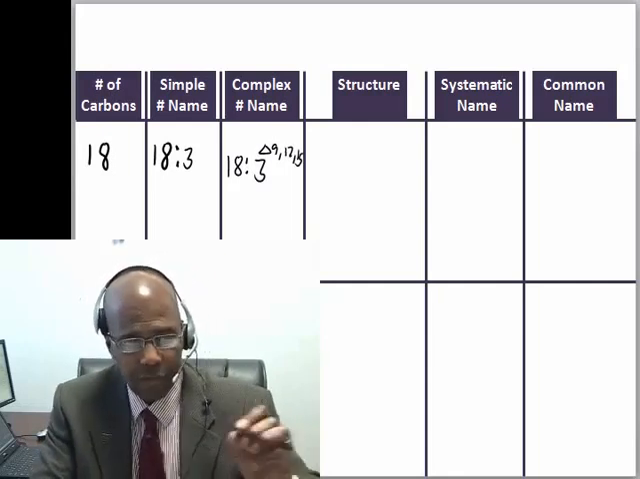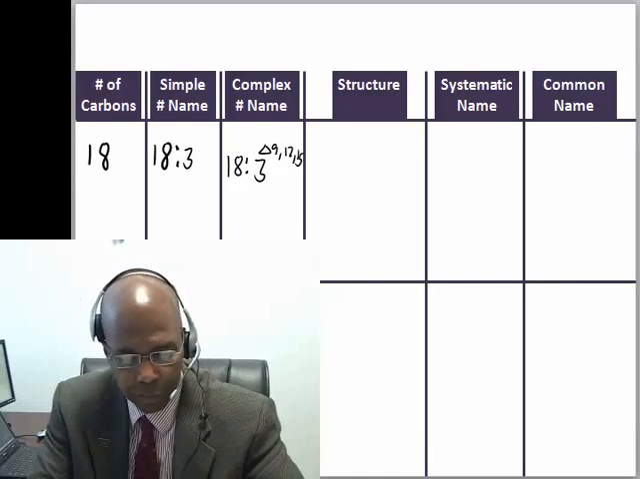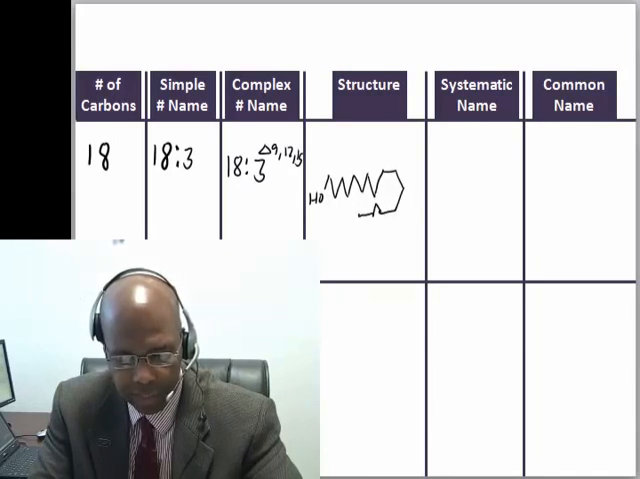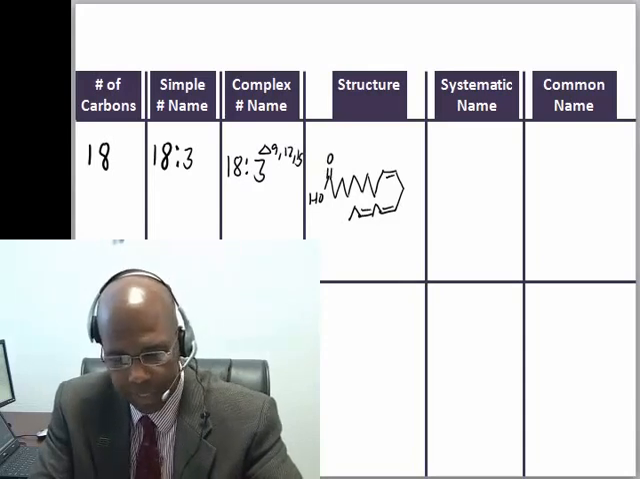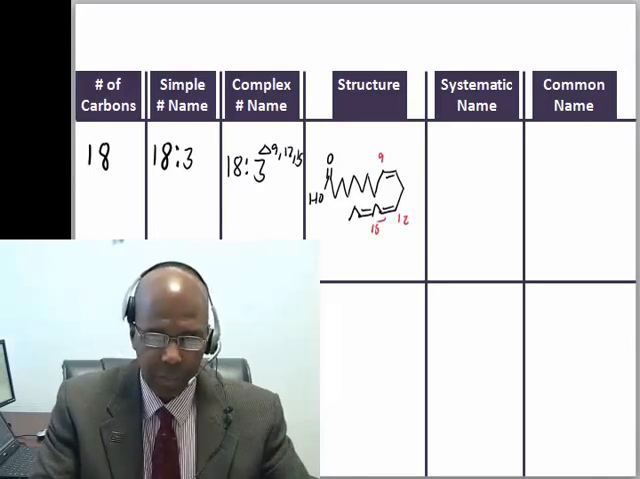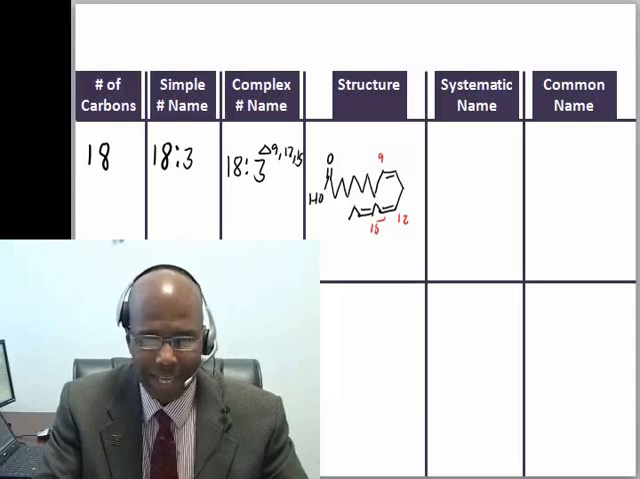So now if we drew this fatty acid, it would look like this. HO. So that's 1, 2, 3, 4, 5, 6, 7, 8, 9, 10, 11, 12, 13, 14, 15, 16, 17, 18, and our double bonds would be here. And so the double bonds are at 9, 12, and 15. And so that's our fatty acid, triunsaturated.